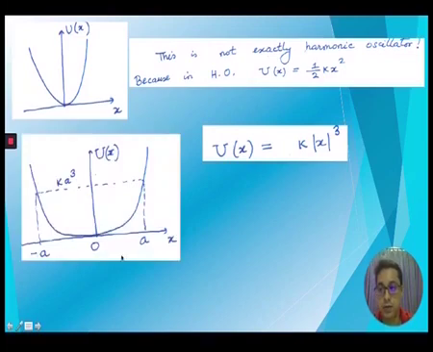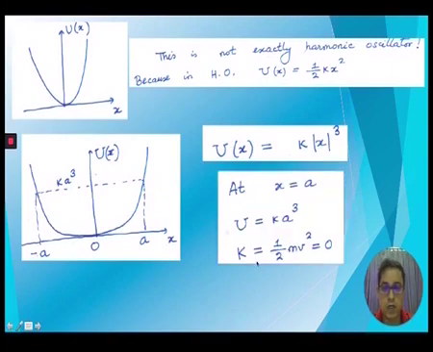From here you can immediately see the total energy. When the amplitude is a, at x = a, U is equal to ka³, and kinetic energy would be 0 here because this is the extremum. The total energy would be simply ka³.